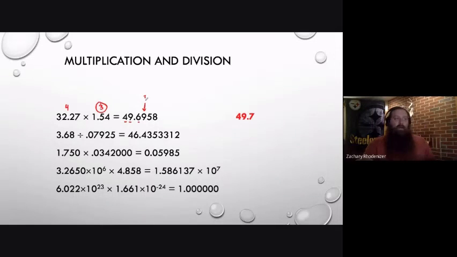So I would get 49.7. Right. Next one, I have 3 here. This is a leading 0, doesn't count. So I have 1, 2, 3, 4. So my least number is 3. 1, 2, 3. Does the 3 round me up? I just look at the next digit. 3 does not round you up, right? Only 5 or better. So I stop at 46.4.